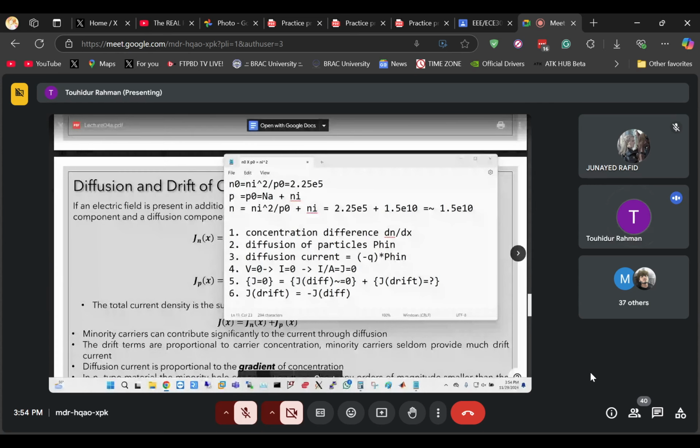Okay, I was disconnected for a short time. Can you see my screen, or do I need to share again?